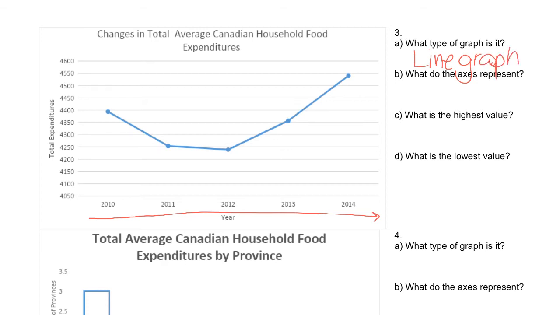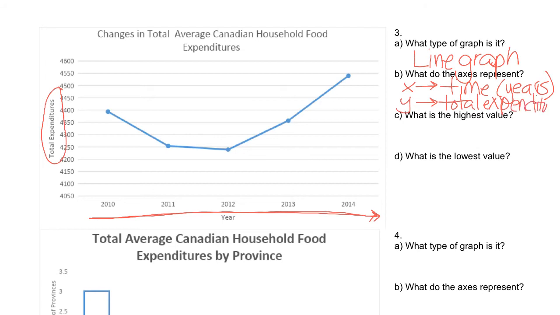And then we're going to take a look at our axes. For this line graph, our x-axis, our horizontal axis, is down here. This is time in years. So we're looking at something over time. And then our y-axis is here, our vertical axis, and that is our total expenditures. And what's the highest value? We can see that our highest value is here, in the year 2014, and our lowest value is here in the year 2012.